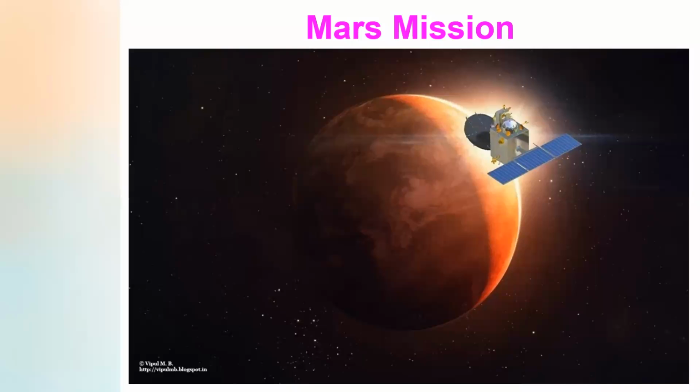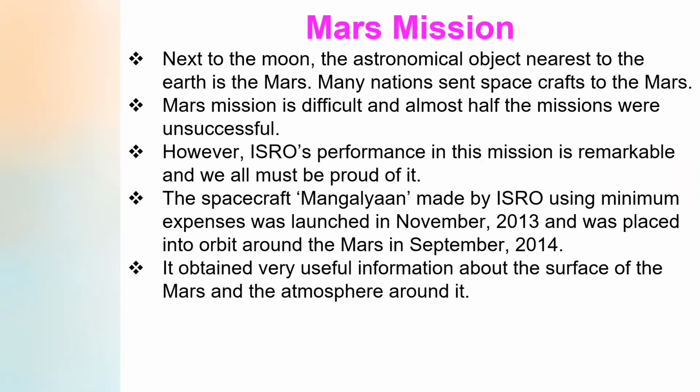Now see, next to the moon, the moon mission was important till here, but the Mars mission was next to impossible for every country because whatever attempts they made kept failing every time. For that reason, students, this mission became very hard to conquer. So next to the moon, the astronomical object nearest to the Earth is Mars. Because Earth is in the third position and Mars is in the fourth position, right? So the nearest one after the moon is Mars.